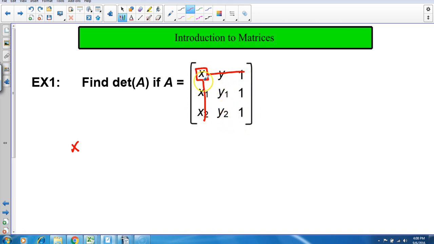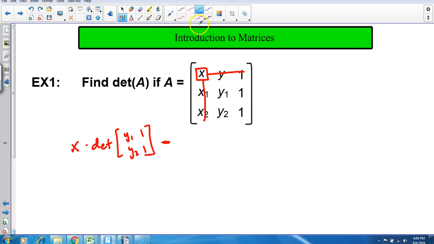So I'm taking X, I want the product of this element up here, multiplied by the determinant of Y1, 1, Y2, 1. I'm next going to subtract.